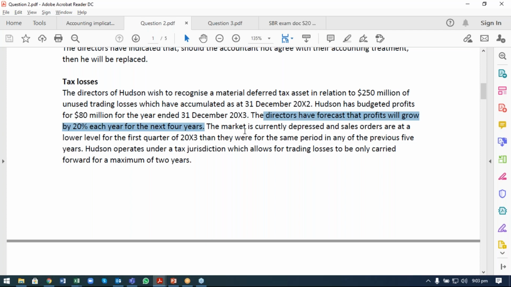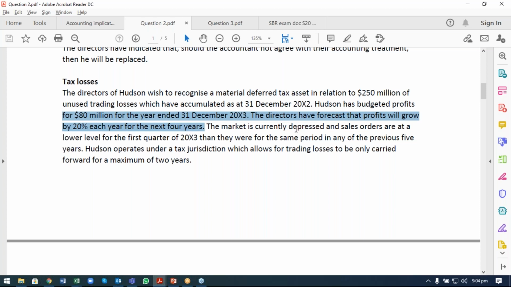But as far as tax losses are concerned right now, look into the assumptions or projections provided by the directors. Is it valid or not? This is our job. Looking into the market, it seems that the market is really depressed and sales orders are at a very low level in the first quarter of 2003, much lower compared to the orders received for the year ended 31st December 2002, in which the Hudson company made a loss.